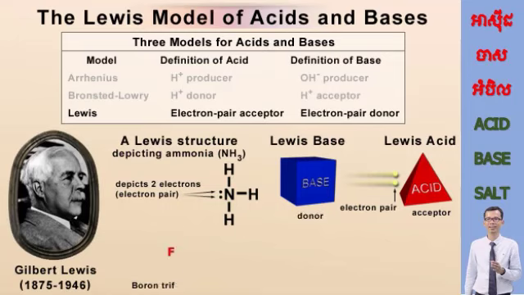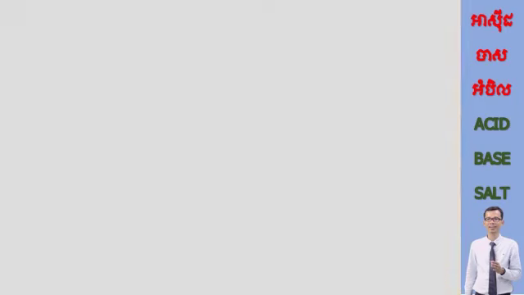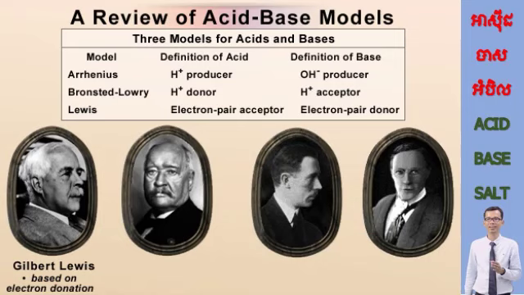Consider the reaction between the gases boron trifluoride and ammonia. Here, boron trifluoride acts as a Lewis acid by accepting an electron pair, and ammonia serves as the Lewis base because it donates an electron pair. The Lewis model is the most general definition of acids and bases because it is based on electron transfer.